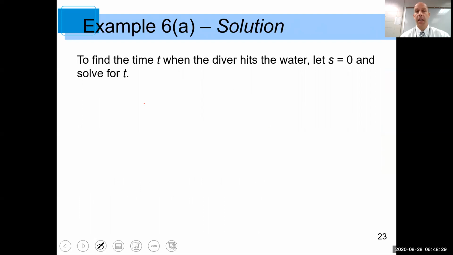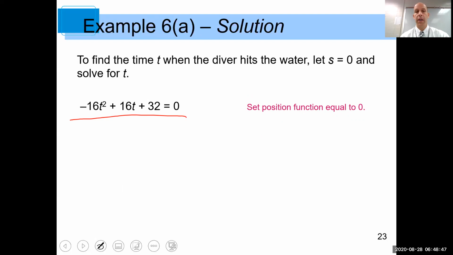Well, to find t where the diver hits, we're going to let s equal 0. I hope that makes sense, because when s is equal to 0, we're saying the position is 0. In other words, he's hitting the water. So his position is now 0 feet above the ground. So this is our position function, and we set that equal to 0. We factor, and then we solve. And it says t is equal to -1 or 2 seconds.